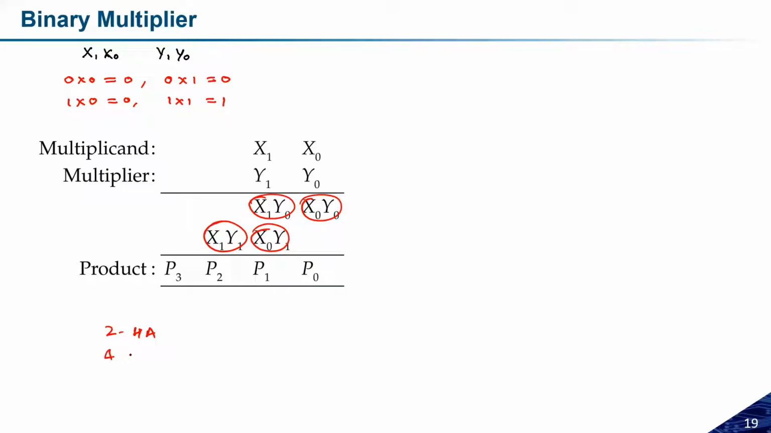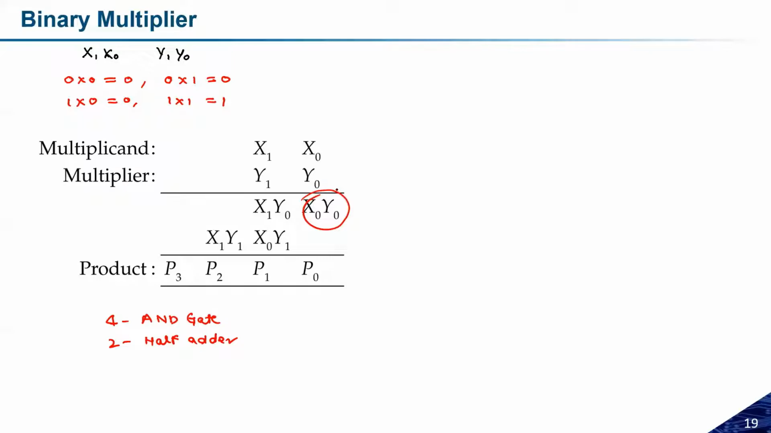Yeah, so let me write it properly. So we need 4 AND gates and 2 half adders. Okay, so this kind of circuit is needed. Now let us try to make the circuit of this multiplication. Okay, so let us start from this point.